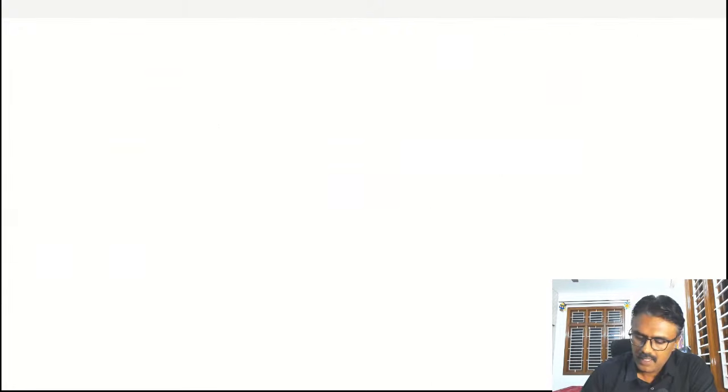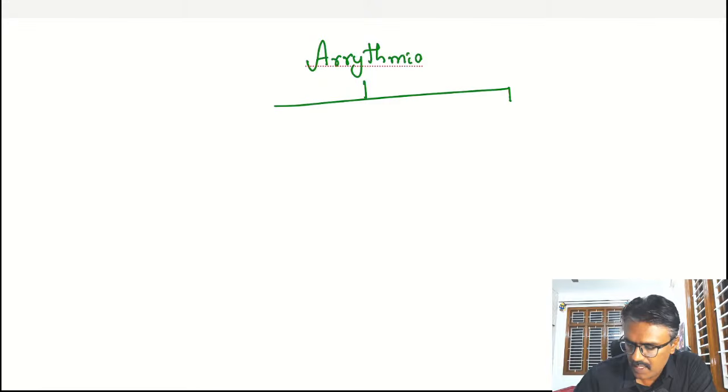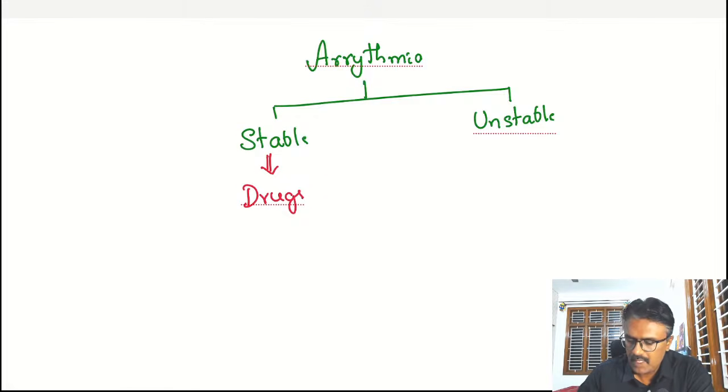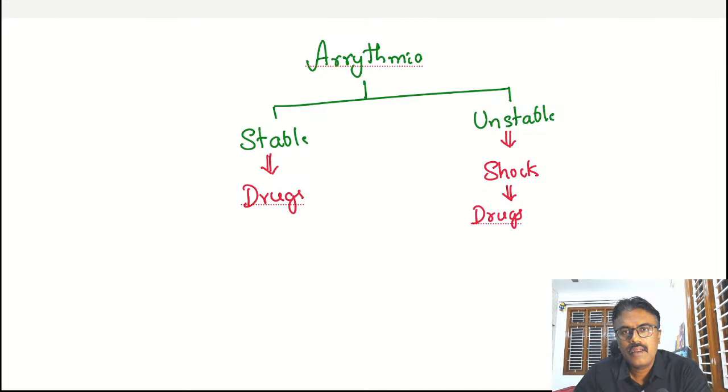Okay, sir. Now again, please understand these points. Whenever they give a case of arrhythmia, you have to always analyze in the question whether the patient is stable or unstable. If the patient is stable, then we use antiarrhythmic drugs. BP is fine, everything is fine. But if the patient is unstable, the BP is low, we give shock, and then we go for drugs. So read the question carefully and then answer the treatment.